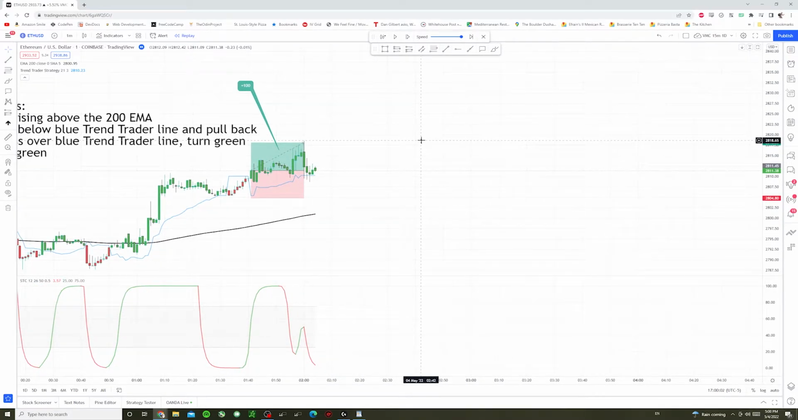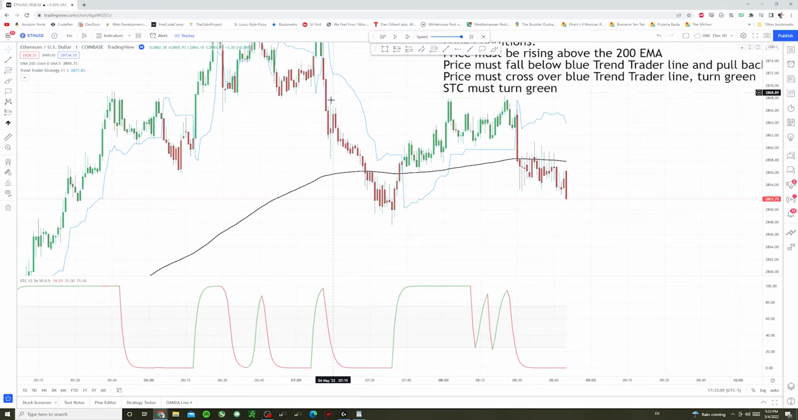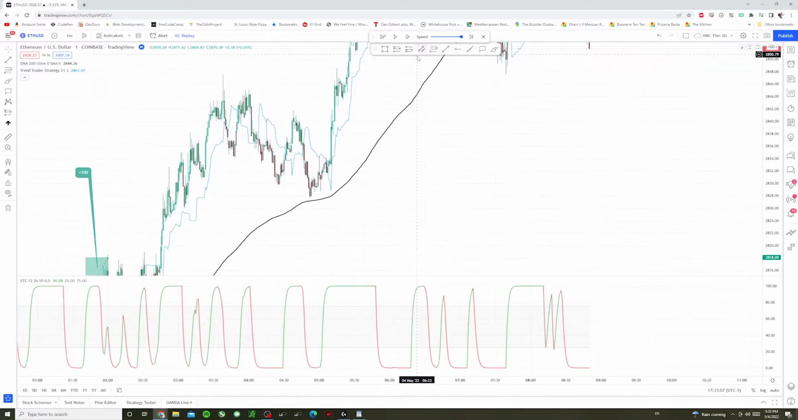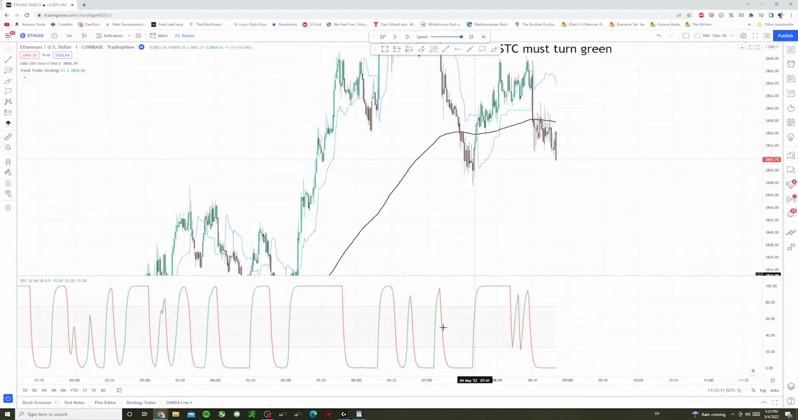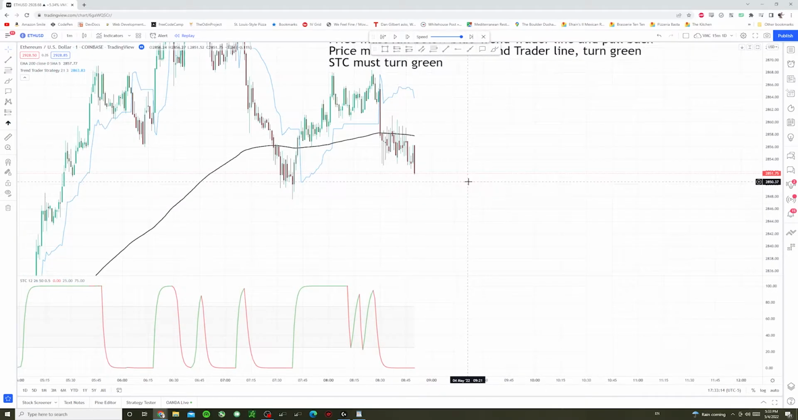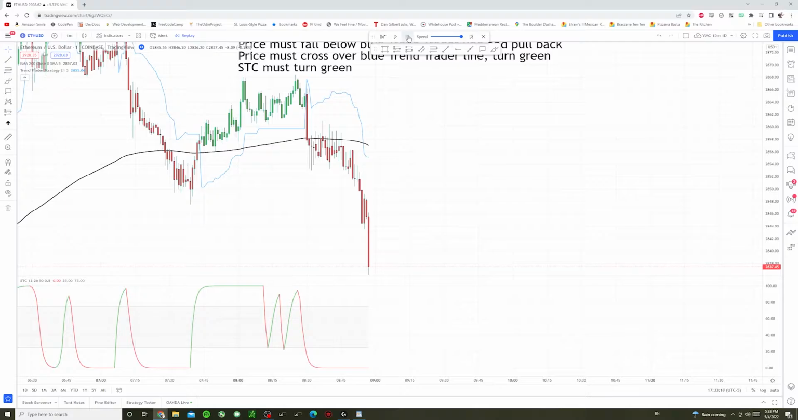Let's look for a short condition now. Getting pretty close here to a short entry, I think. We're starting to see price pull back into the 200 EMA, and we can see just before here, this was where we took our practice long. So let's give this a little bit more time here and see if we can find a short.